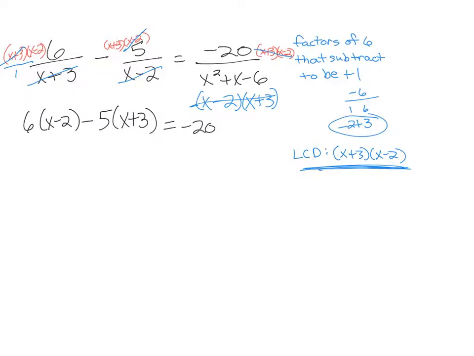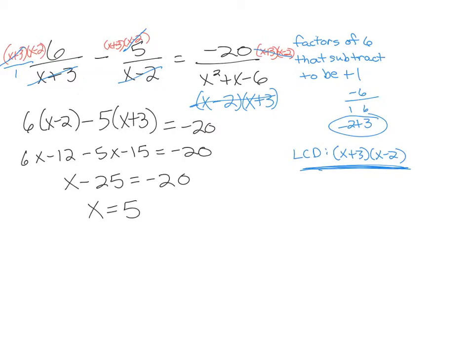So, a very simple linear equation with no denominators. 6x minus 12, minus 5x minus 15 equals negative 20. Combining x's on the left, combining the numbers on the right, on the left, I'm going to get rid of that minus 25 by adding it to both sides.